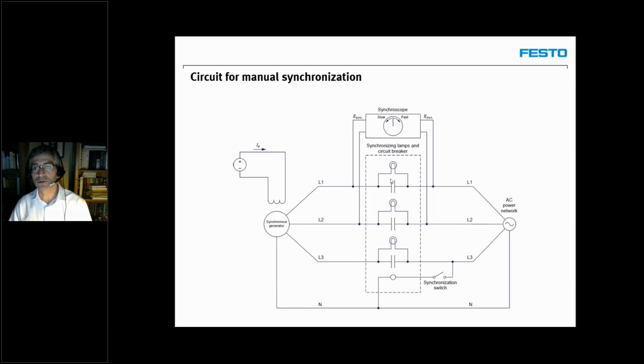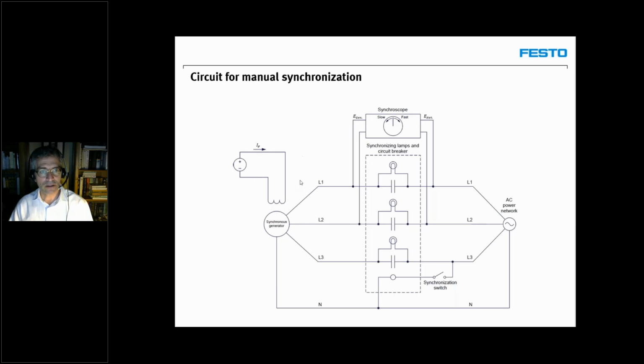And finally, the other tool that we will use is the synchroscope. It will tell us if we are in phase or not in phase, and it will also tell us if we are generating the same frequency as the network. Depending on which way it turns, we will see in a moment that it tells us if we are producing a frequency that is higher or lower than the frequency of the network.